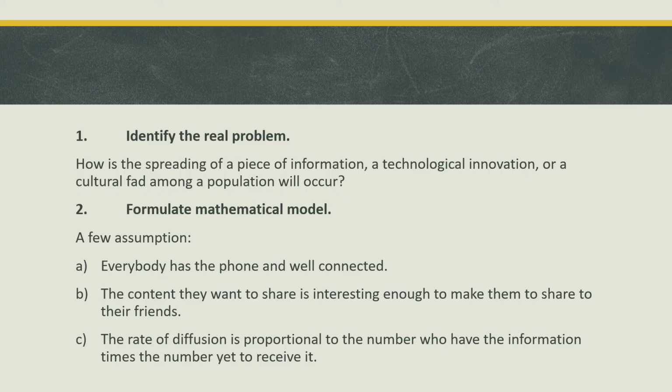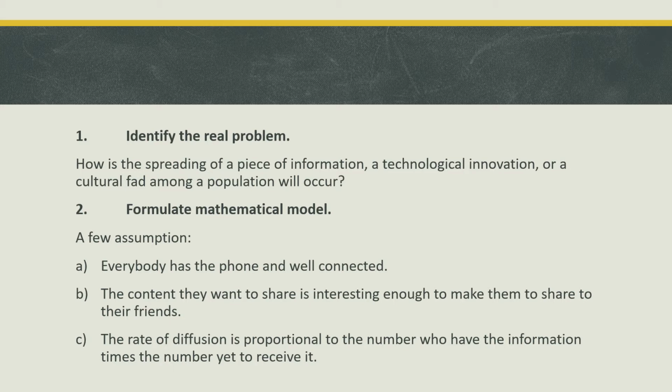Step 1 is to identify what our real problem is. So the problem is, how does the spreading of a piece of information, a technological innovation, or a cultural thread among a population occur? The second step is to formulate the mathematical model. So a few assumptions need to be considered.